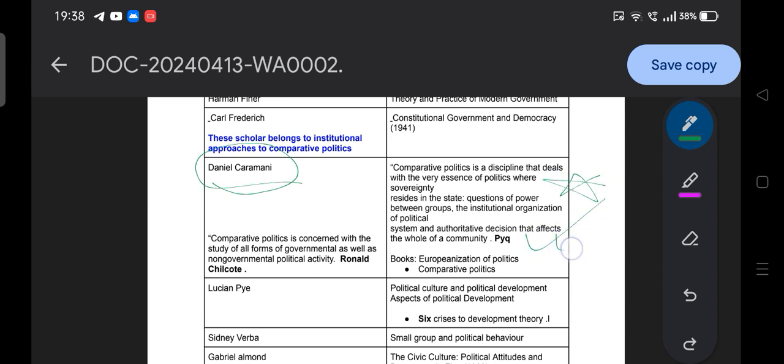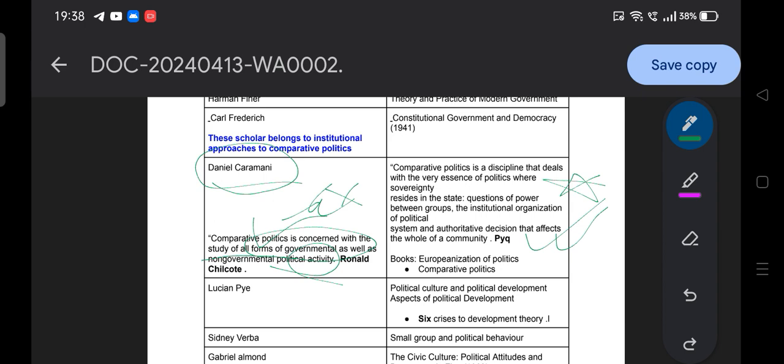This is a previous year question, so just remember that. What can be the expected question on this statement? The expected question can be: the comparative politics is connected with the study of all forms of government as well as non-governmental political activity. Who said it? It's Ronald Chilcott. Ronald Chilcott says that comparative politics includes not only governmental activity but also non-governmental political activity. It's a famous definition and can be asked.